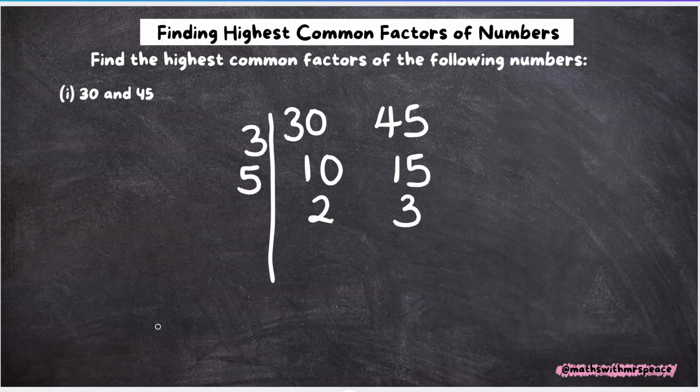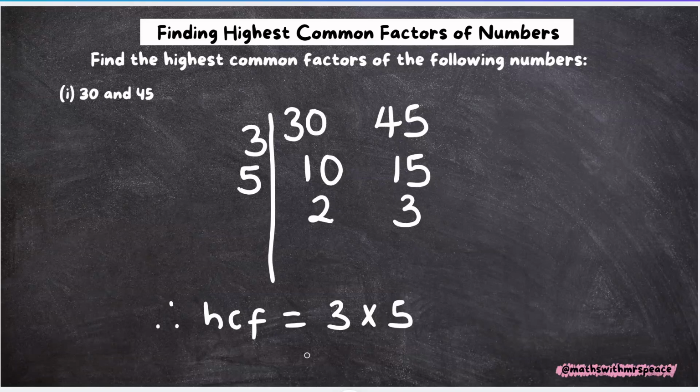Now we're going to say, so therefore, our HCF will be equal to 3 times 5. And 3 times 5 will give us 15. It means that the highest common factor between 30 and 45 is 15. So that's it for this lesson.